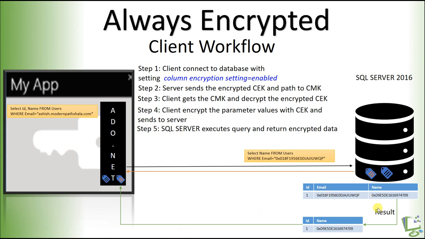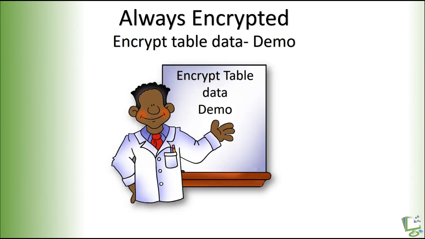Note that the returned result is also encrypted, and on receiving the encrypted result, ADO.NET has access to the CMK and CEK, so ADO.NET again decrypts the data and presents it to the client. In this way we can see how the Always Encrypted feature ensures data remains encrypted end to end, on the client, on the server and on the wire. So let's see on the demo application how to work with the Always Encrypted feature.